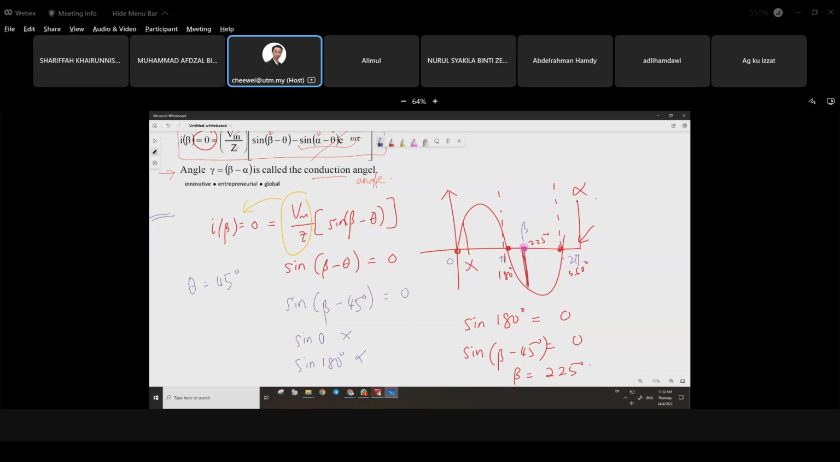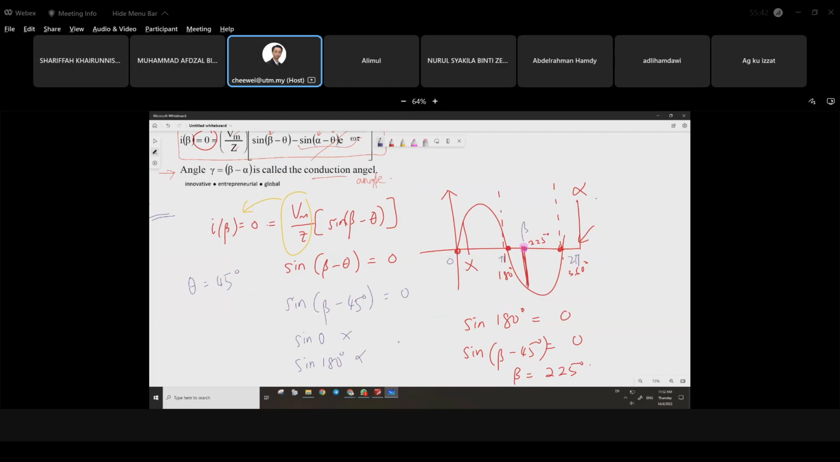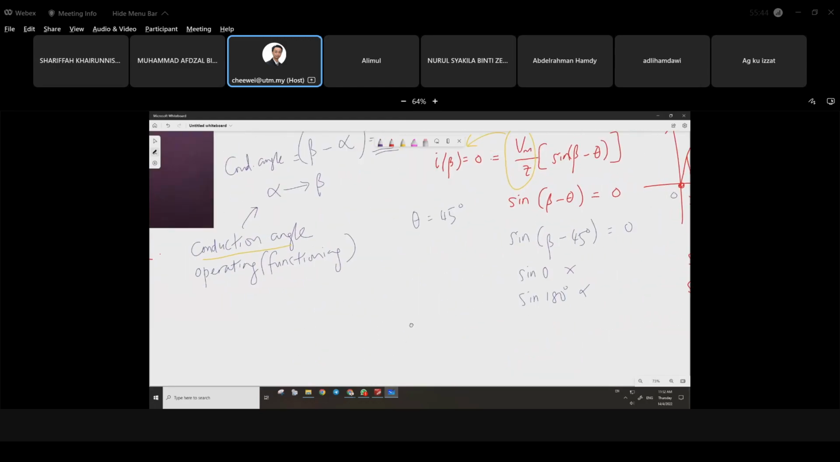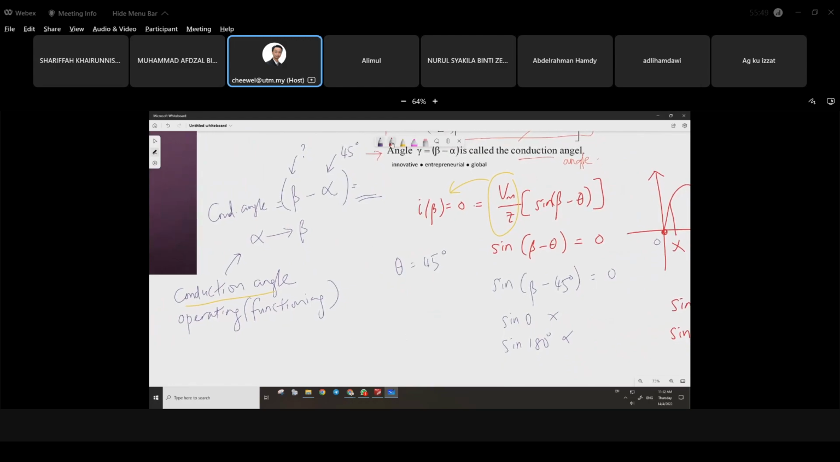What is the question required? Conduction angle. So now we can answer the conduction angle. Again, what is conduction angle? Conduction angle is beta minus alpha. So put in beta minus alpha equals 225 degree minus 45 degree. Answer is?